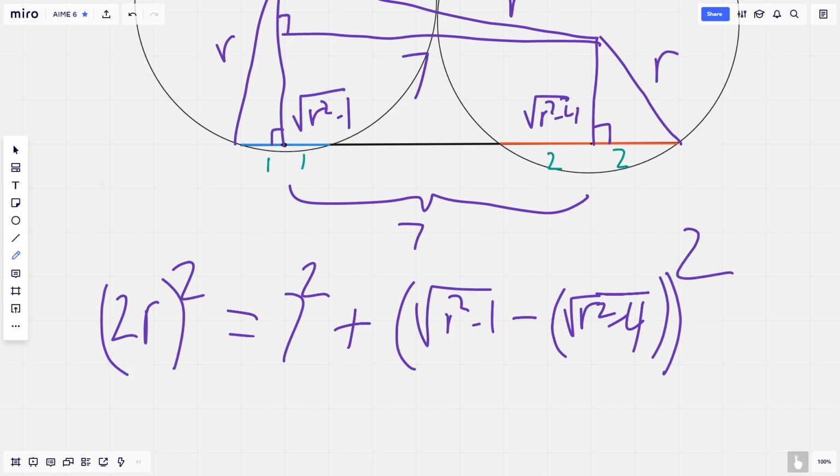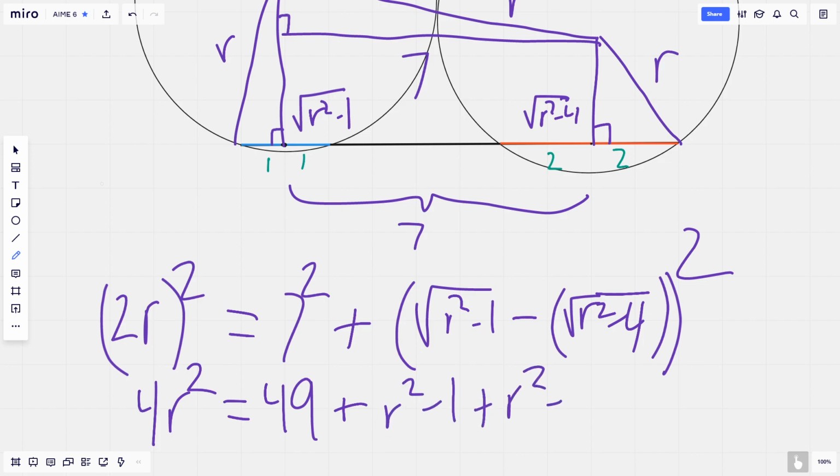So now we just expand everything. 4r squared is equal to 49, plus when we expand this, we'll get an r squared minus 1 term, we'll get an r squared minus 4 term, and we'll get the product of the two. So we'll get a minus 2 times the square root of r squared minus 1 times r squared minus 4. And we'll leave it in that form for now. We can expand that later.